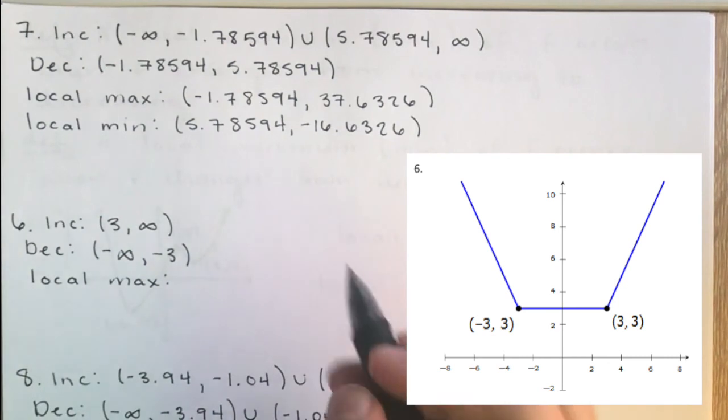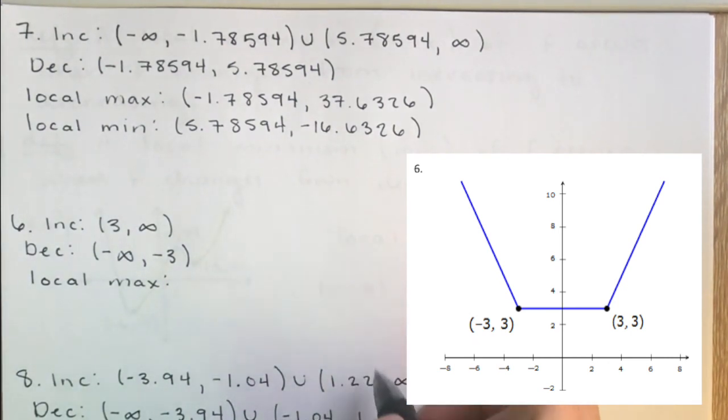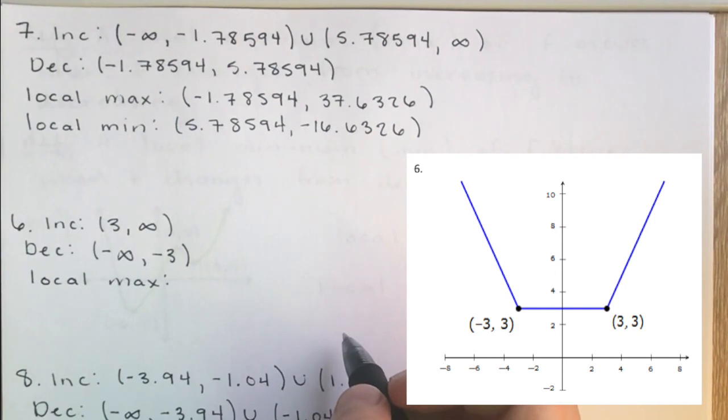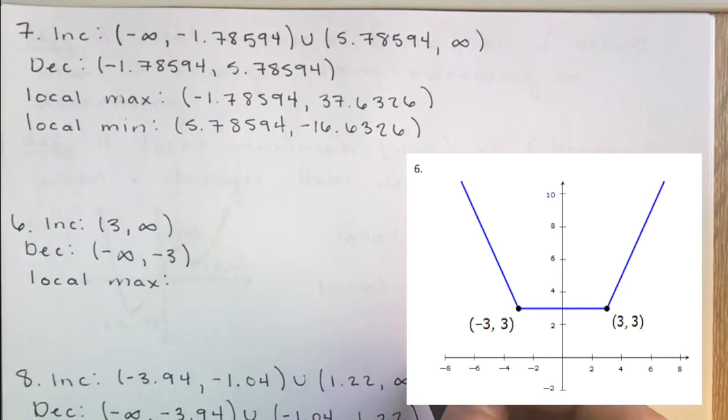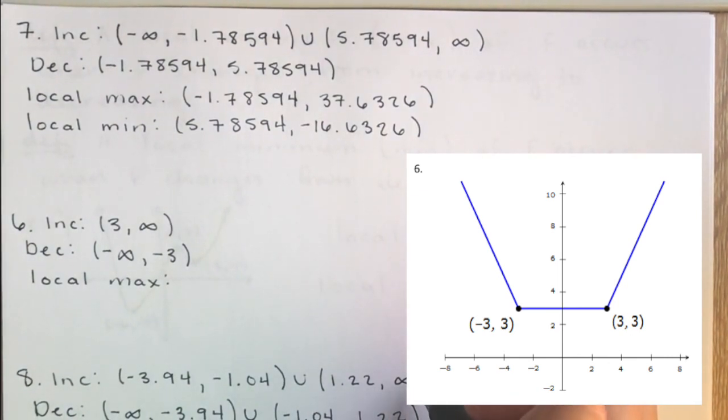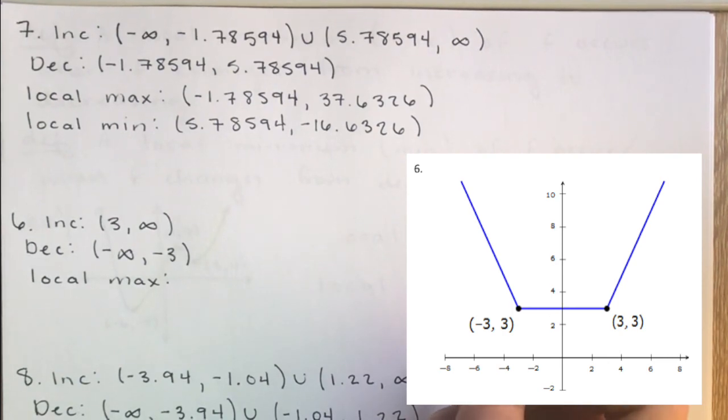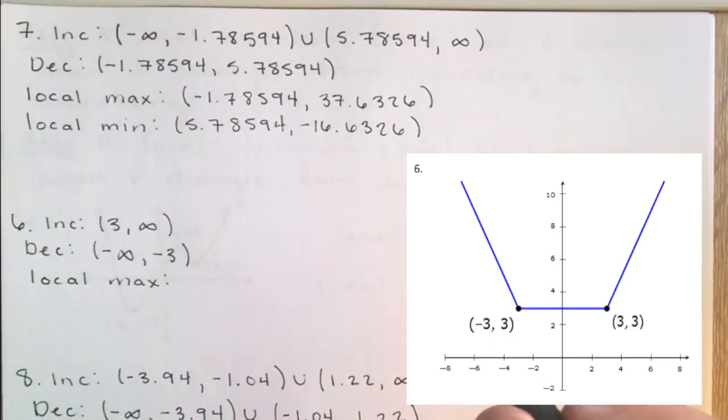Number 6. Do we have a local max here? Well, on that first chunk, we are decreasing, right? Until we get to that point, negative 3, 3. And then we are what? On that horizontal portion, are we increasing or decreasing? We are neither, right? So we change from decreasing to neither. So we are not changing from decreasing to increasing, so this is not a local minimum.